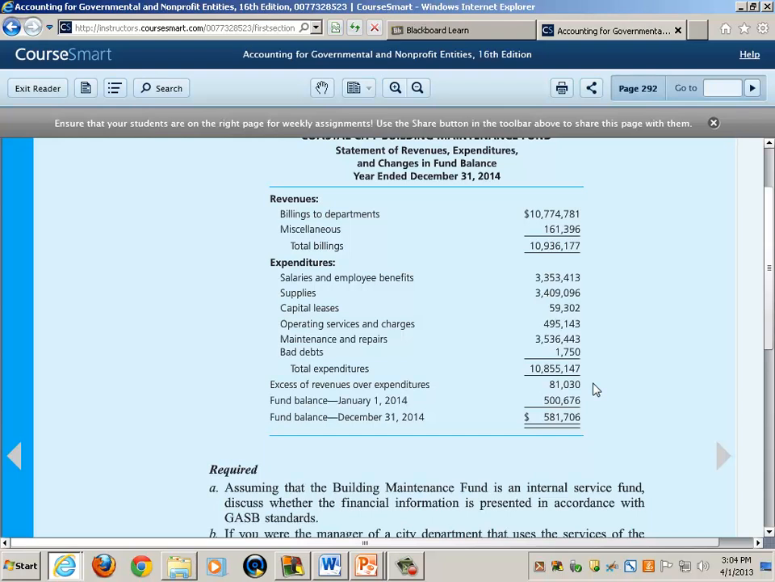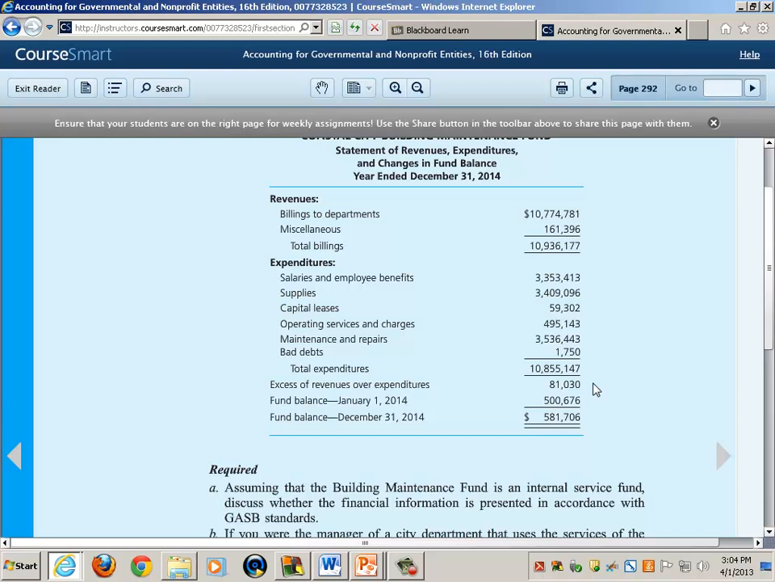Which of the following best describes the recommended format of the government-wide statement? If you did the statement, I gave you that as a homework. You remember it was expenses minus the program revenues plus the general revenues gave you changes in net position. Okay, that's how the statement was set up. So the answer is D.